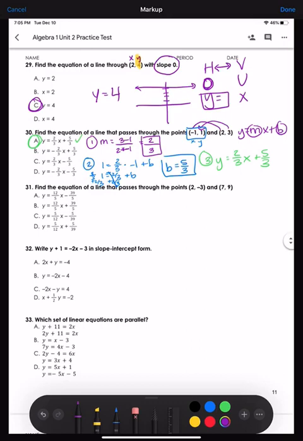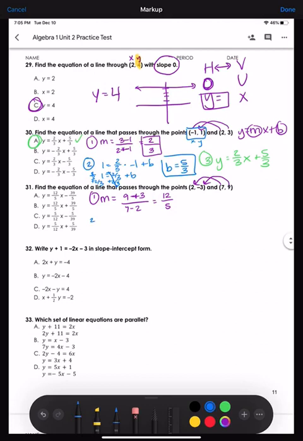So we're going to do the exact same thing we just did. This is just more practice. First, slope. y2 minus y1, 9 minus -3 divided by 7 minus 2. 9 minus -3 is like 9 plus 3, which is 12. 7 minus 2 is 5. 12 over 5 actually cannot simplify.